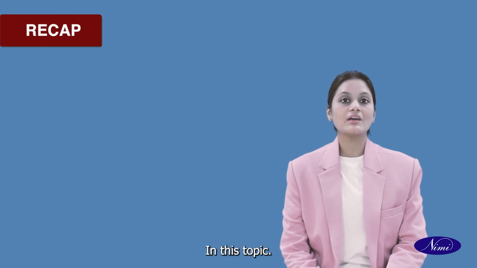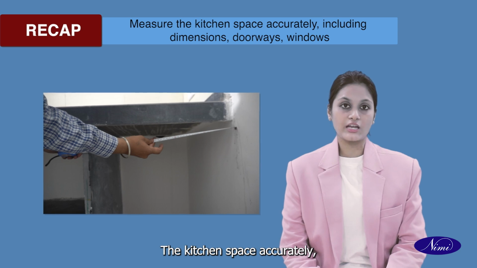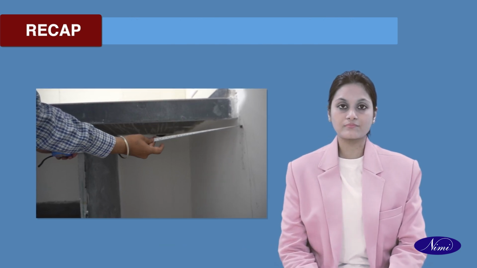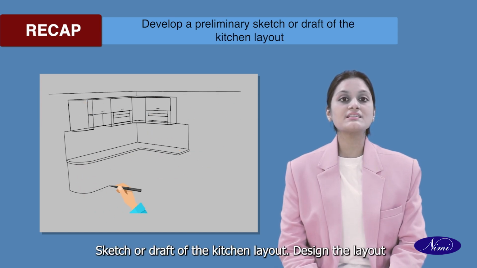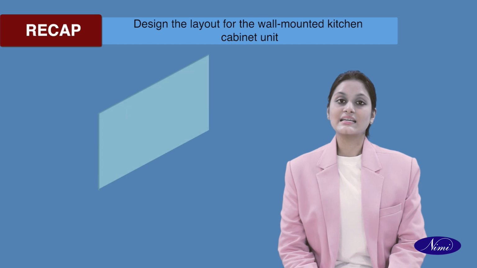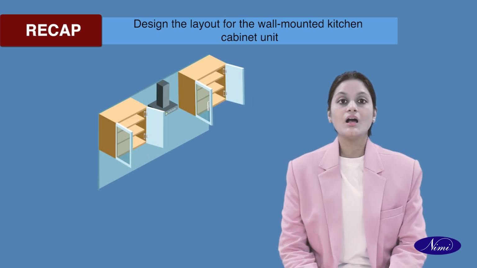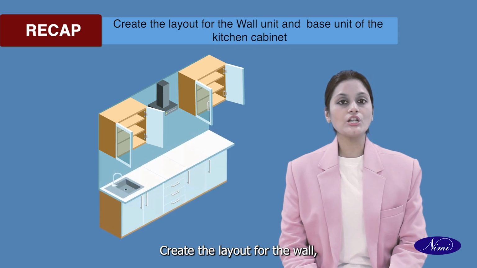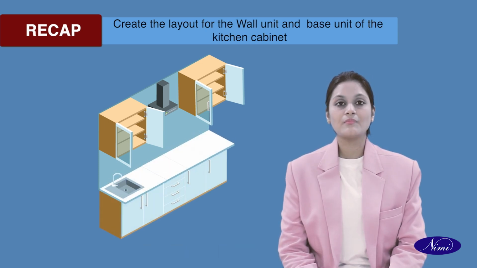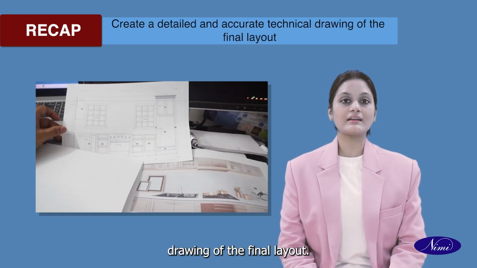In this topic, we have learned to measure the kitchen space accurately, including dimensions, doorways, windows. Develop a preliminary sketch or draft of the kitchen layout. Design the layout for the wall-mounted kitchen cabinet unit. Create the layout for the wall unit and base unit of the kitchen cabinet. Create a detailed and accurate technical drawing of the final layout.